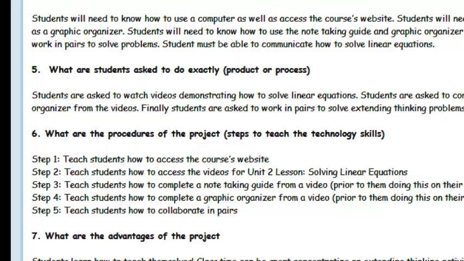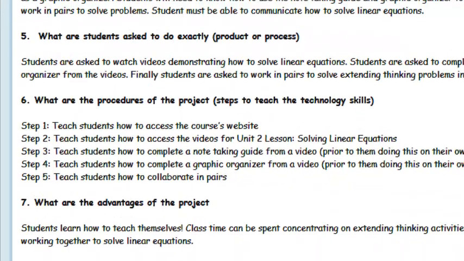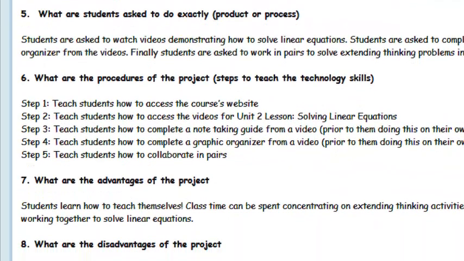Also, graphic organizer, they would have to know how to fill those out. I'd probably go step by step with that as well in class, a different type of graphic organizer, but step by step so they understood exactly what I meant when they went home. And of course, students would have to know how to work in groups to communicate how to solve linear systems. And so I would have to make sure they knew how to do that.